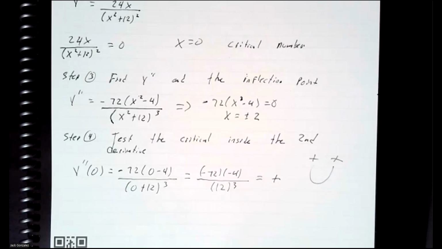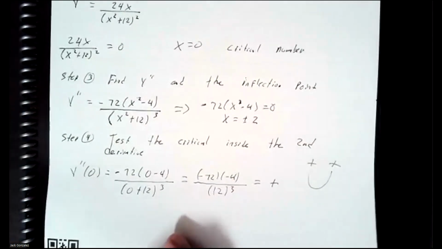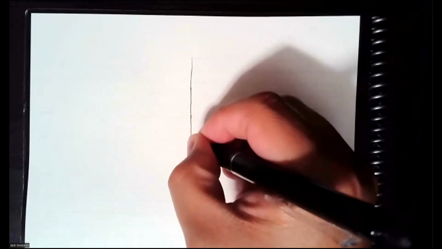Okay, so with all that info, let's graph it. Minimum at 0, 0 looks like. The same procedure as last time. Does that make sense so far? Is it okay? Yeah. Okay. So put all that together.